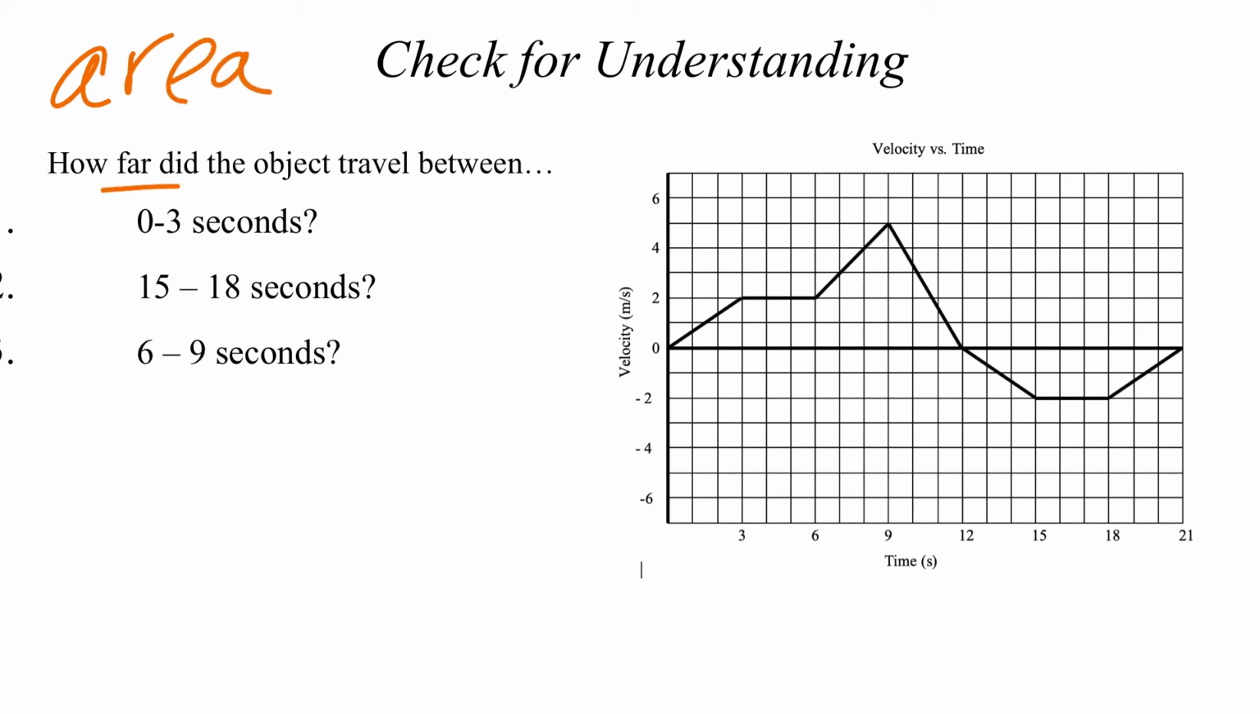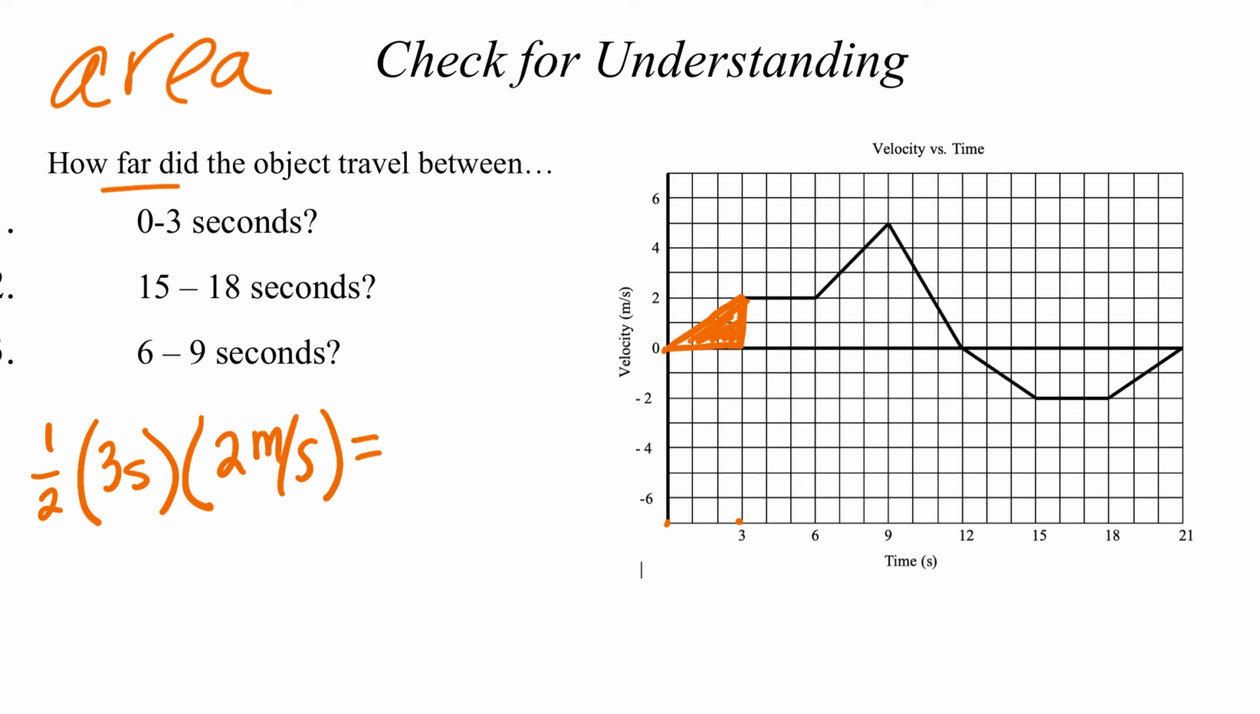So from 0 to 3 seconds, we want to find the area between the line and the x-axis. So there's our line, the x-axis, and we want to close that off into a shape, and we get a nice little triangle out of that. So it'd be 1/2 times the width of our triangle, or the base of it. It starts from 0, goes to 3, so it's a width of 3 seconds. And then the height of the triangle goes from 0 to 2, so 2 meters per second tall. So 1/2 times 3 times 2 is just 3 meters because those seconds cancel out. So that would be for the first one.